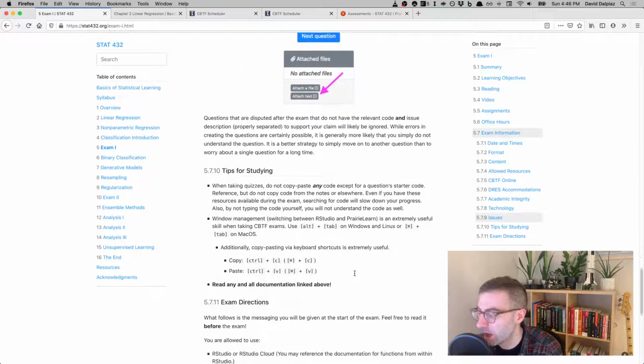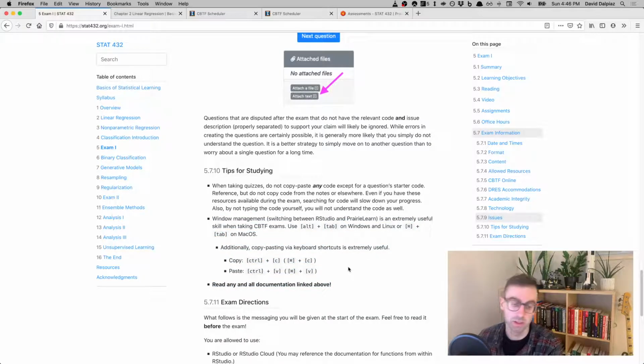Okay, some things about studying. So actually, first and foremost, read the CPTF documentation. If you haven't taken a CPTF exam before, that is probably the most nerve-wracking part of this. So the more you're familiar with the policies, the less nervous you'll be during the exam.